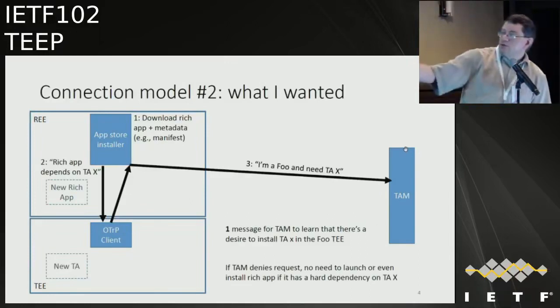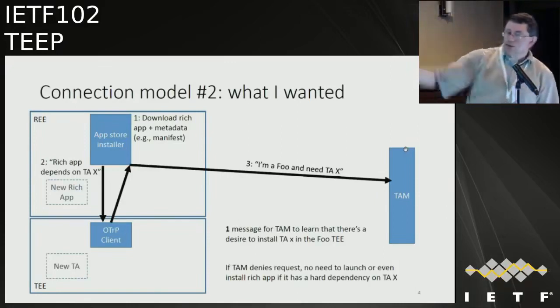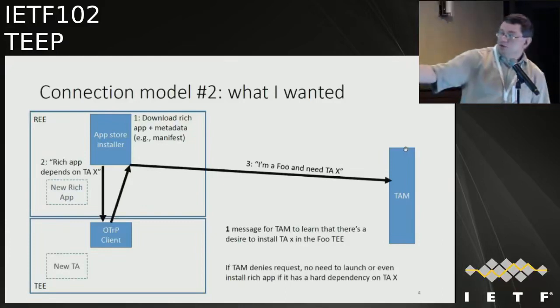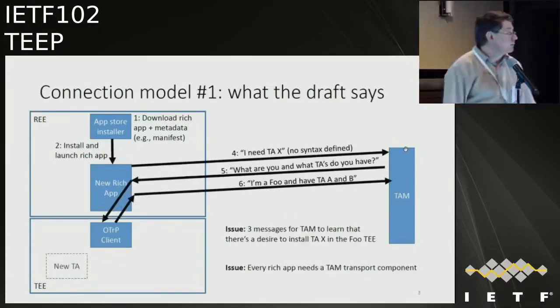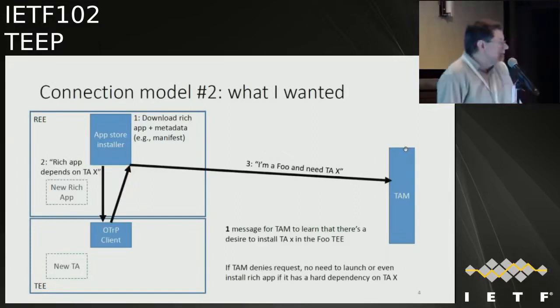So here there's a different flow. That's what I wanted, where the facilitator piece in here starts by saying, hey, OTRP client, I have a dependency on TAX. This thing can then initiate in the other direction. In other words, the first OTRP message goes from the OTRP client to the TAM, as opposed to how it's defined right now, where the first OTRP message goes from the TAM down to the TEE, right? So it's backwards in terms of the first message. Okay, this is what I wanted to implement, but I couldn't do that in the current spec.